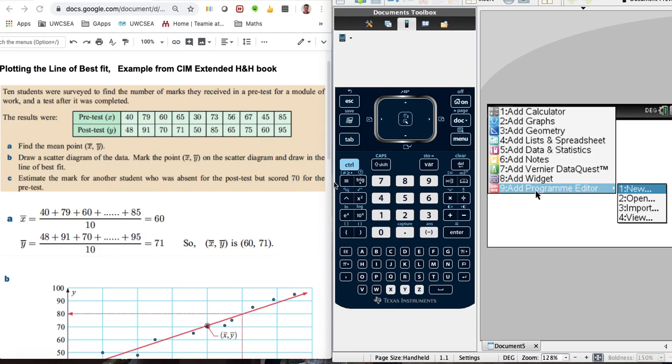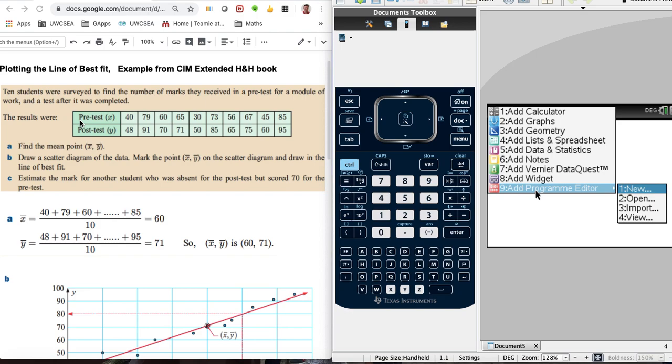Today we're going to be looking at plotting the line of best fit, both on paper and using the TI-Nspire. So I've got an example from the CIE Extended Hayes and Harris book. It says 10 students were surveyed to find the number of marks they received in a pre-test for a module of work and a test after it was completed.